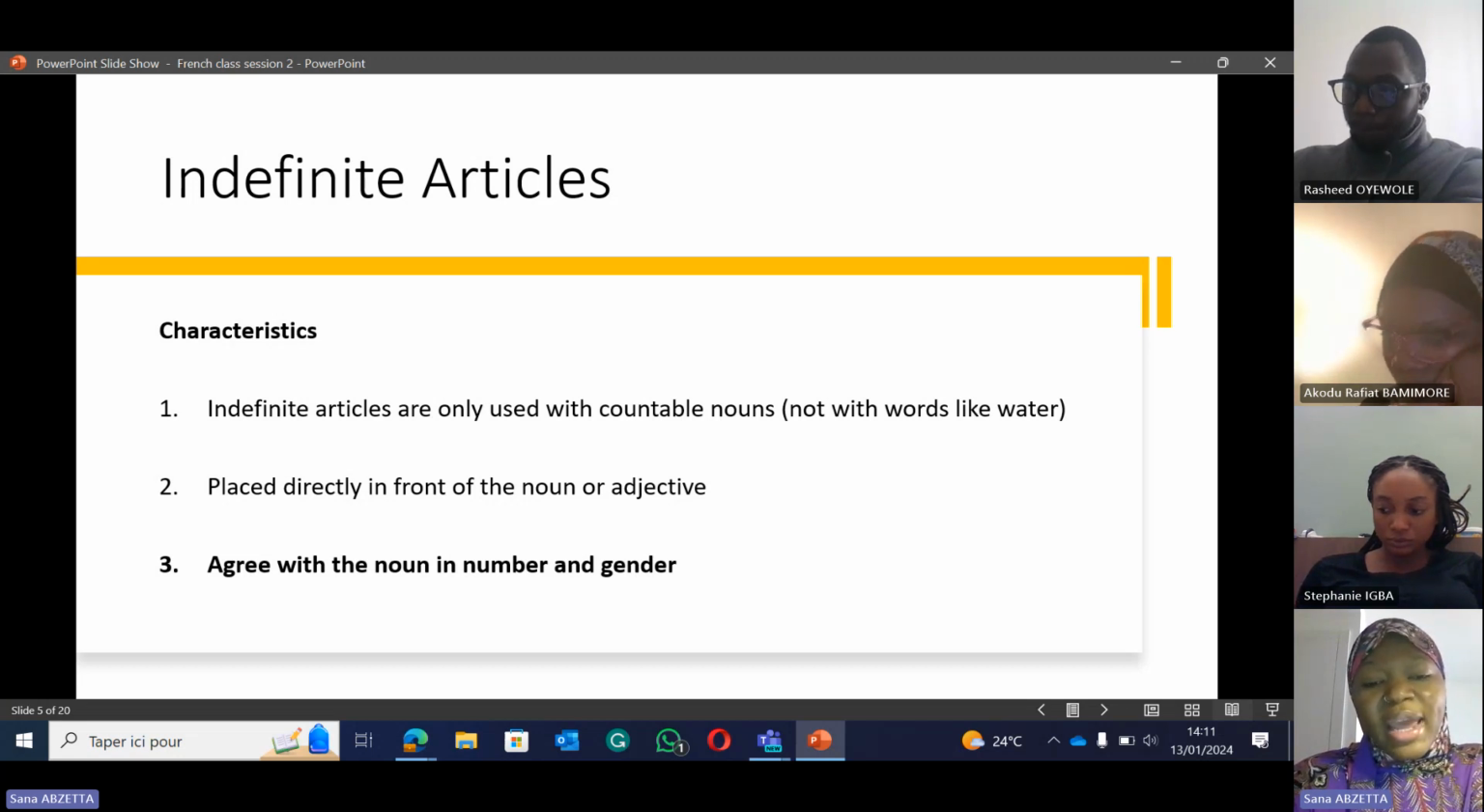In French, every word has a gender. And before using the article, you need to know the gender of the word. Is it masculine or feminine? The article is different if it's masculine and also different if it's feminine. And it's also different if it is singular or plural. You have to know the number and the gender before using the right article in front of the word.